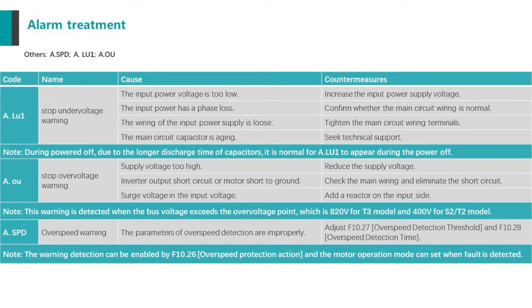So when you do the solar panel configuration, please follow the principles and the configuration values according to what Mr. Carr just introduced, especially the VOC and VMP range. Otherwise, if the VOC is too high, it may display the A.OU over voltage alarm or overspeed alarm. If it is too low, it may display the A.LU low voltage alarm.